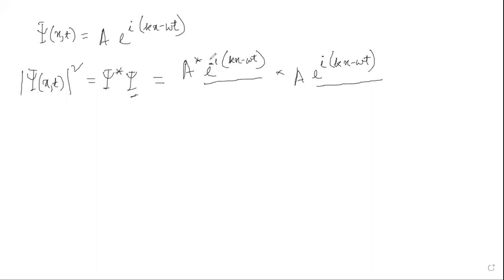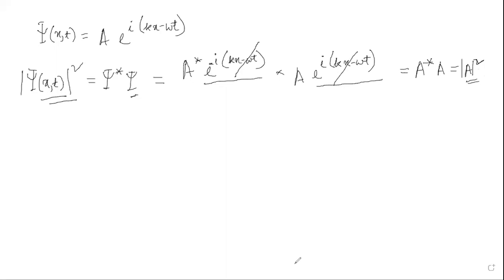So here we have a minus sign. Here we have a plus sign. These two will cancel out, and what remains is only A star times A, which is nothing but modulus of A whole square, where A is a constant. So for a plane wave, modulus psi square is equal to simply the square of the modulus of A, and this is a constant.